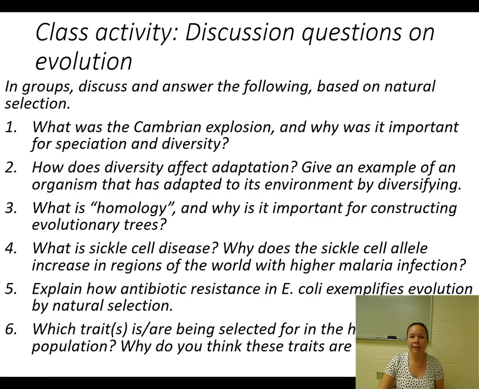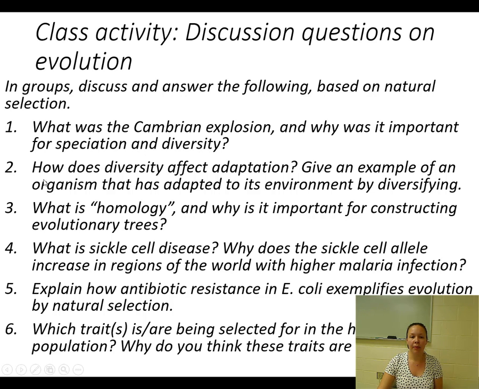So as a discussion and as a class activity that you can work on following this evolution unit and chapter, either in groups on the discussion thread or on your own, you can try and answer some of these questions on evolution based on our discussion. And these are quite application-based questions. So firstly, what was the Cambrian explosion that I mentioned? And why do you think it was important for speciation and diversity?